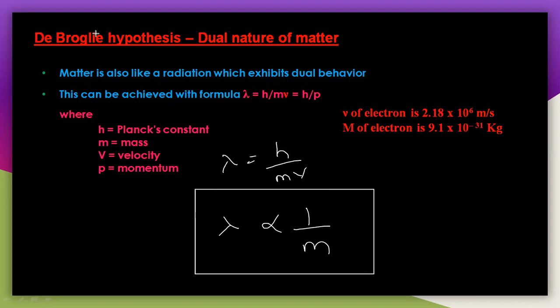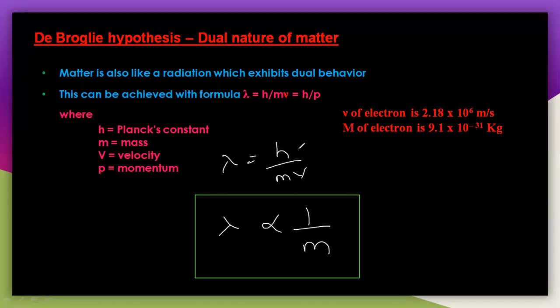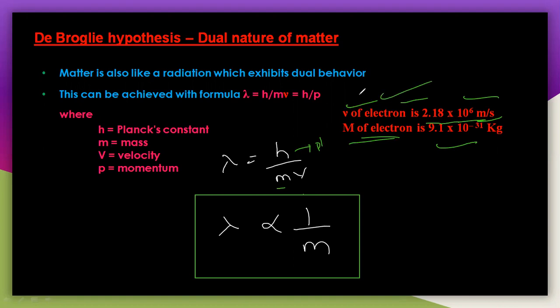Because you can easily understand this relation first. See this relation here: lambda is directly related to 1 by m, nothing but the mass. This is Planck's equation, you know that. h is Planck's constant, 6.63 into 10 to the power of minus 34 joule second. Here v is the velocity of the electron and m is the mass of the electron. So now m into v, like this. This is for the electron here.